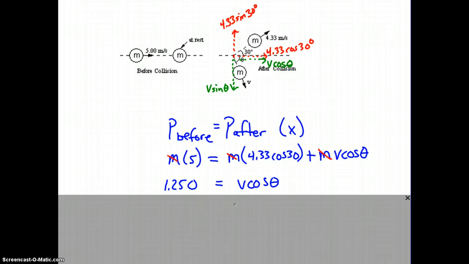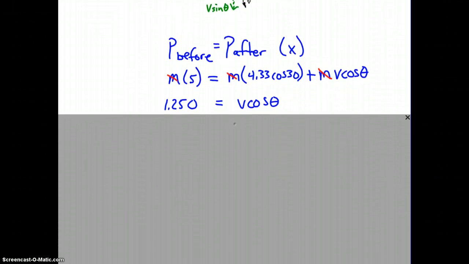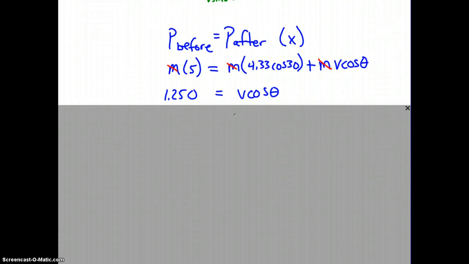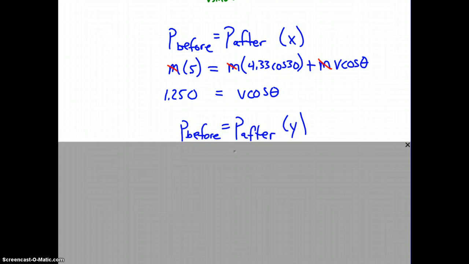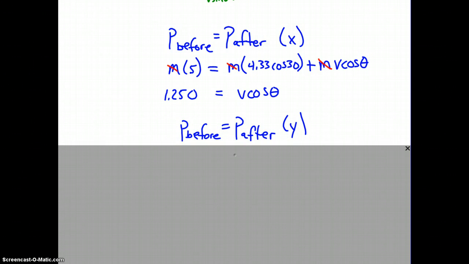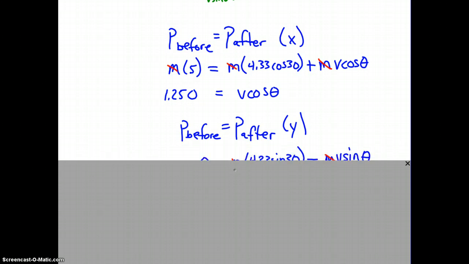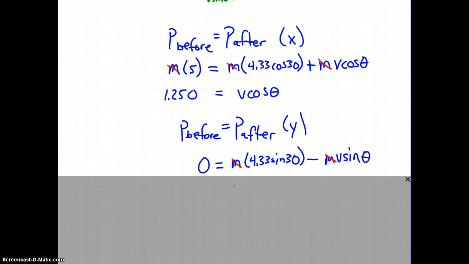Instead, what we need to look at here is that we potentially want to conserve momentum in the y direction just to see what we end up with here. So we're going to go ahead and do that. P before equals P after in the y direction. What objects, if any, have momentum in the y direction before collision? The answer is none. So there is no momentum in the y direction.